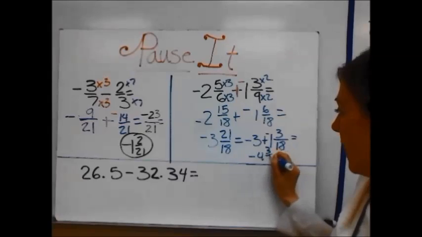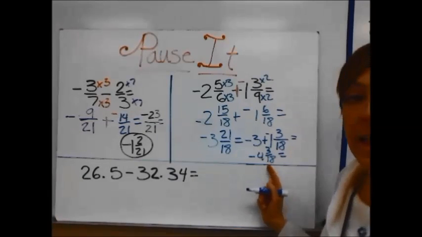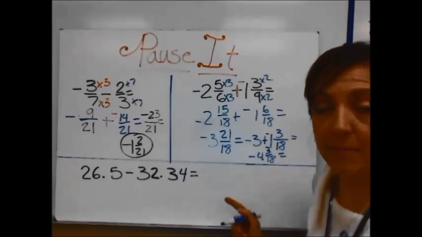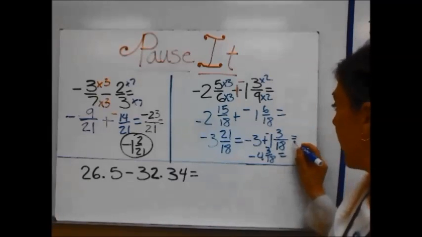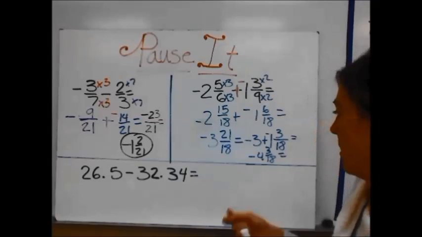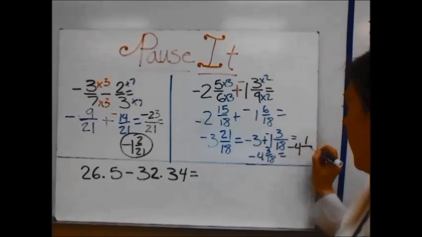Negative 4 and 3 18ths. And in looking at negative 4 and 3 18ths, that can be simplified. 3 and 18 have a common factor of 3. So my final answer is negative 4 and 1/6.